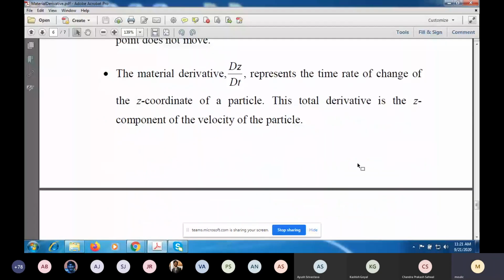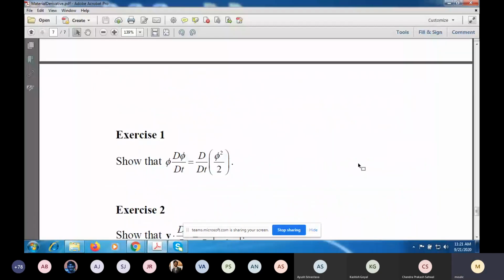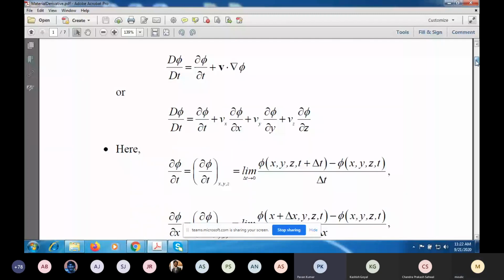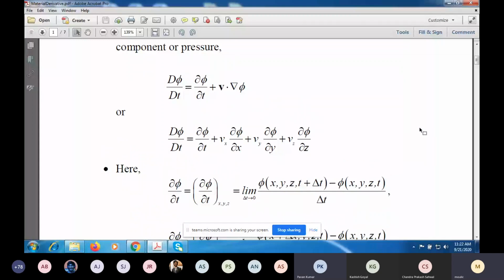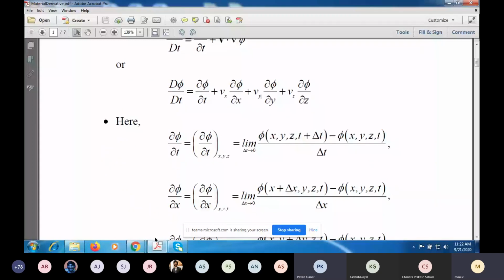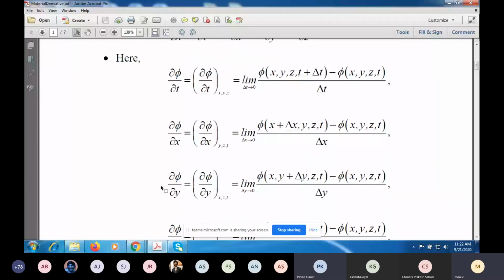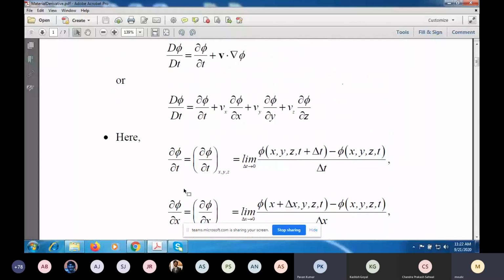Now, as homework, you can show that φ times dφ/dt is d/dt of φ squared by 2. So this is like any derivative. The way to show it is to start with the definition, and look at what is ∂φ/∂t, what is ∂φ/∂x, what is ∂φ/∂y, what is ∂φ/∂z, and then substitute over here.